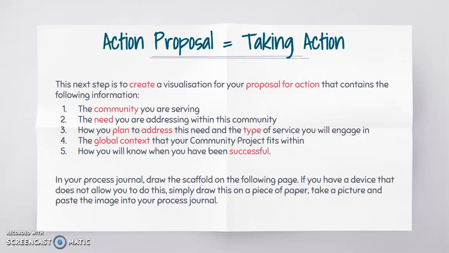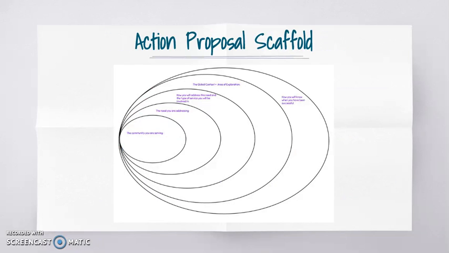In your process journal, draw the scaffold on the following page. If you have a device that does not allow you to do this, simply draw this on a piece of paper, take a picture, and paste the image into your process journal. So begin with our first circle that looks at the community you are serving. The second one, the need you are addressing. The third, how you will address the need and the type of service you will be engaged in. The global context and the area you're exploring within the global context. And the last circle, how you'll know when you've been successful.